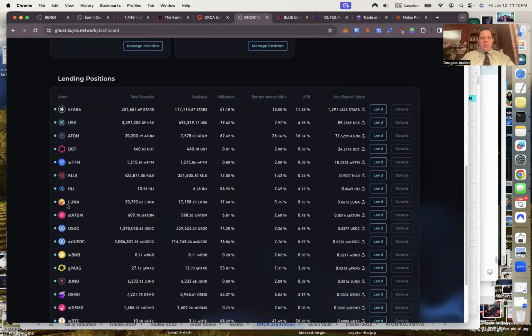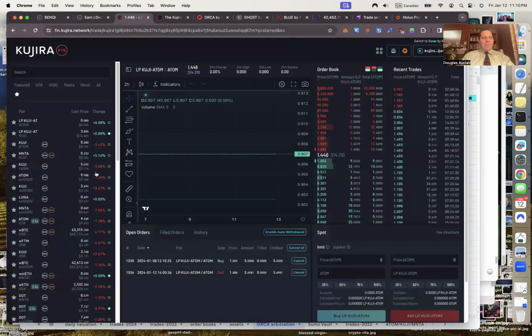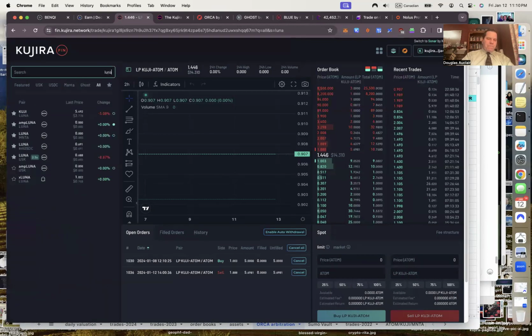Or I could go to lend Luna on Ghost. You see that the lending rate is 0.65 APR, which is not very desirable for me, but it is a possibility if I wanted to do that. Or I could go to Kujira Fin. I could go to one of the Luna boards, and I could either arbitrate Luna or I could sell the Luna back for USK and then arbitrate USK by bidding on liquidated Luna, selling the liquidated Luna for USK. I have slightly more USK arbitration of USK using Orca.